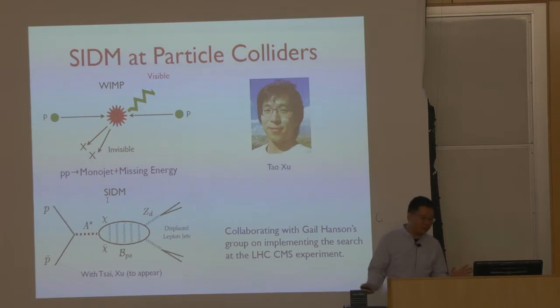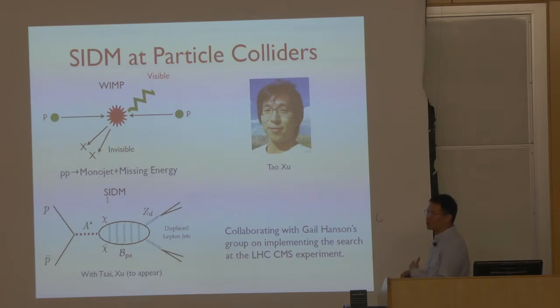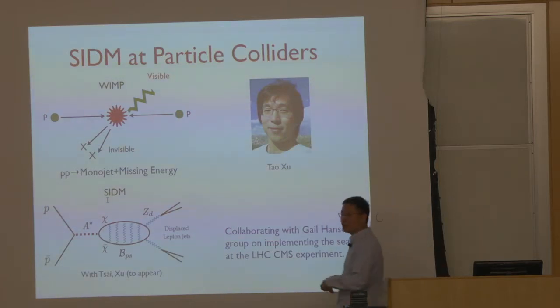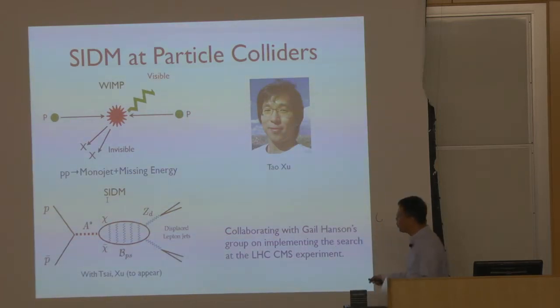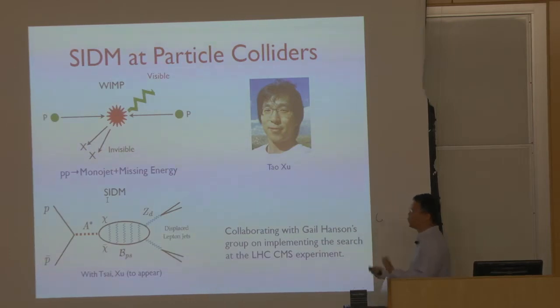But in the SIDM story, it's different. You still have this kind of signal. But on top of that, the two produced SIDM particles will form a bound state because you have a light mediator. So they just focus on a positronium-like state. The positronium will decay to photons or dark photons. The dark photon will decay to e plus e minus or mu plus mu minus. So you are looking for displaced lepton jets. Right? This is very different from what you would expect from the WIMP search.